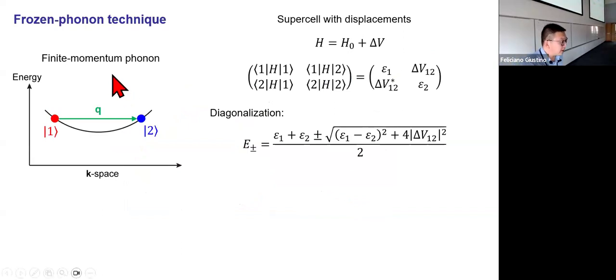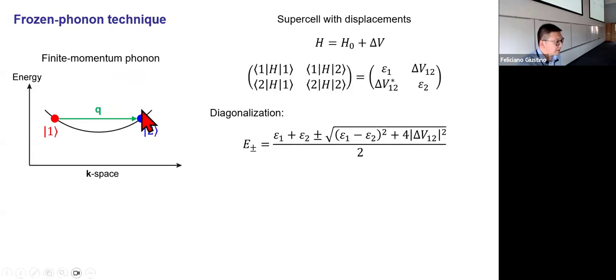So basically, for a finite momentum phonon, if you have an initial state and a phonon that carries a crystal momentum of Q, it can possibly scatter this state from 1 to 2, where 1 and 2 are electronic states that carry different crystal momentum, where the difference is Q. To simulate that effect, we can again use the frozen phonon approach, or we can try to understand the behavior using a frozen phonon kind of concept.